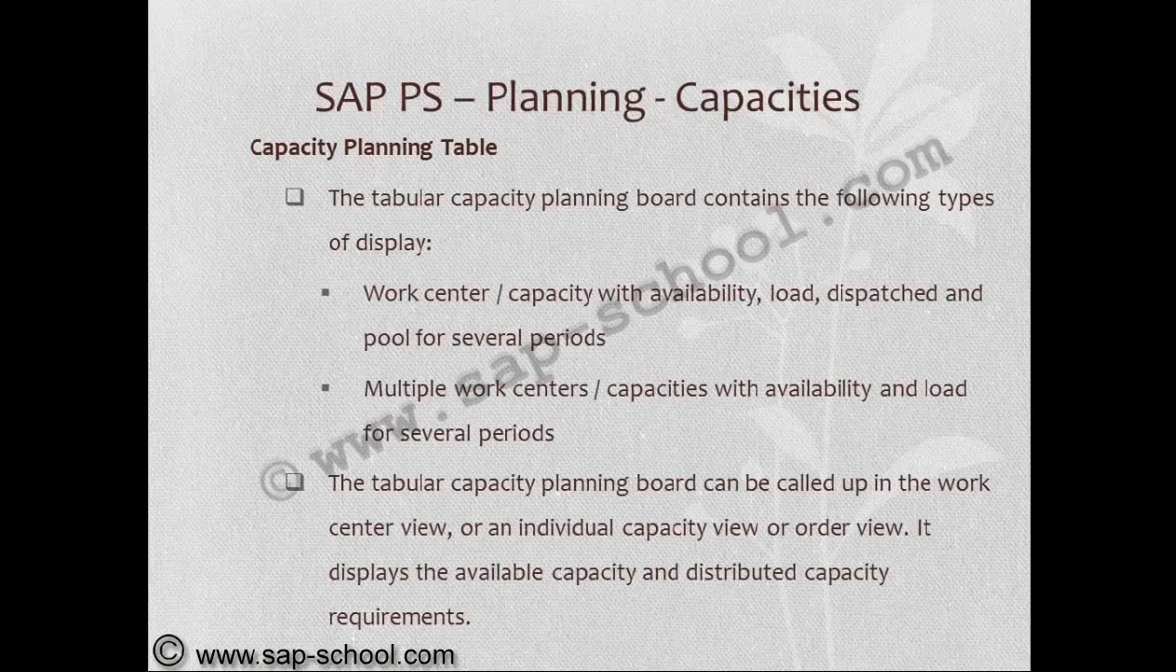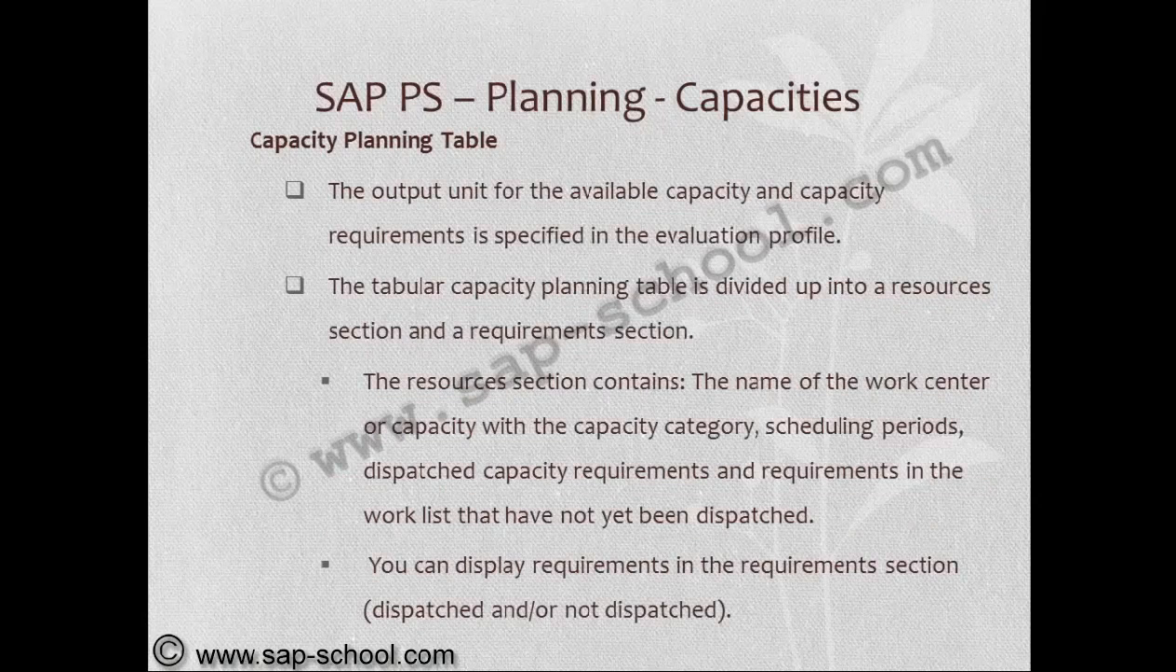The tabular capacity planning board contains the following types of display: work center or capacity with availability, load, dispatched, and pool for several periods. Multiple work centers or capacities with availability and load for several periods. The tabular capacity planning board can be called up in the work center view or in the individual capacity view or order view. It displays the available capacity and distributed capacity requirements. The output unit for the available capacity and capacity requirements is specified in the evaluation period.